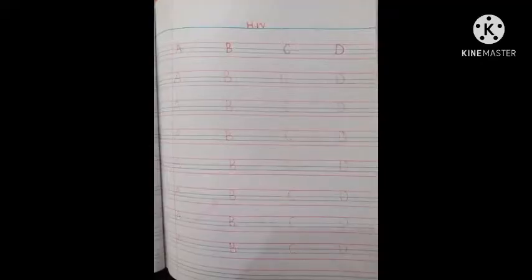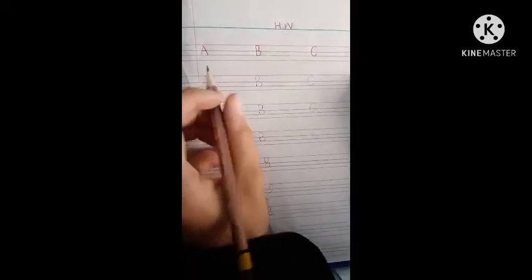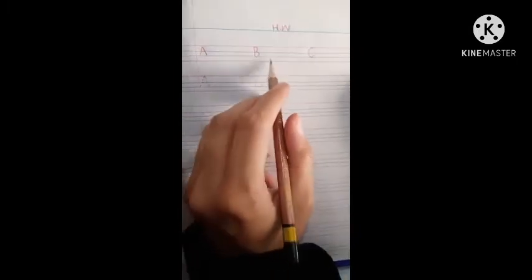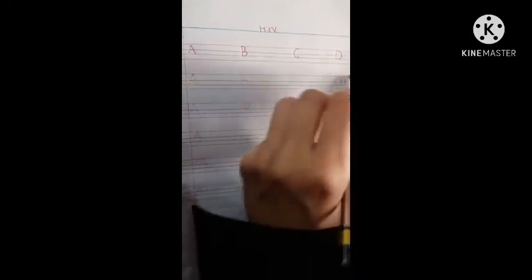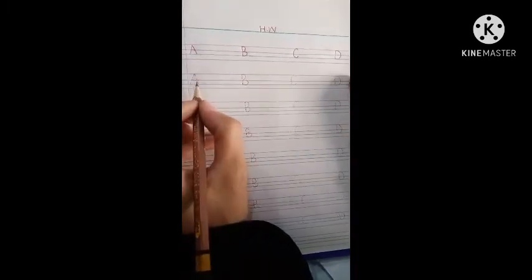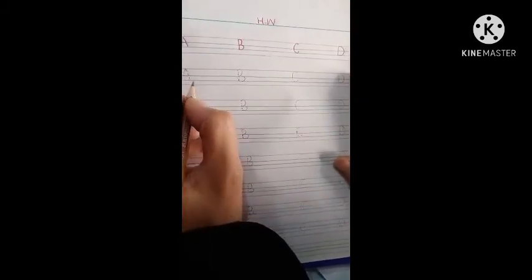We have to do practice in our notebook from letter A till letter D. Let's start. Dear students, your parents will prepare your notebook like this. They will write letter A, B, C and D, and they will mark dots in your notebooks, and then you will do practice on the dots.